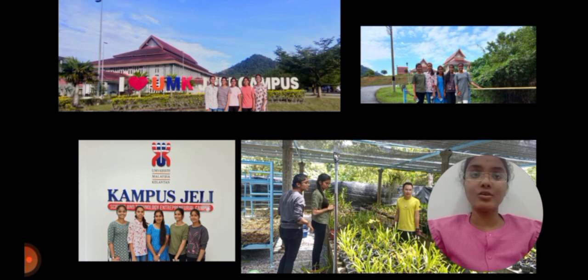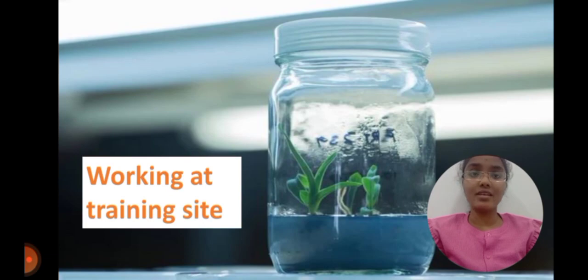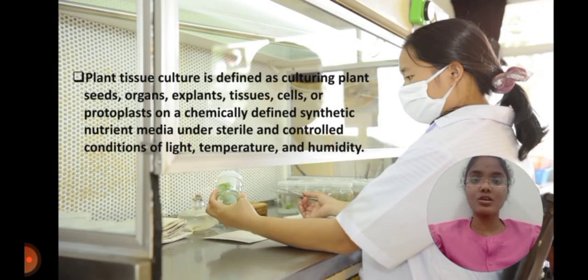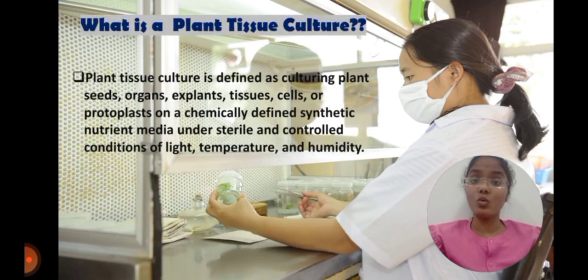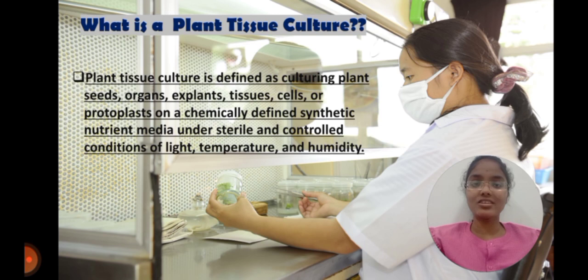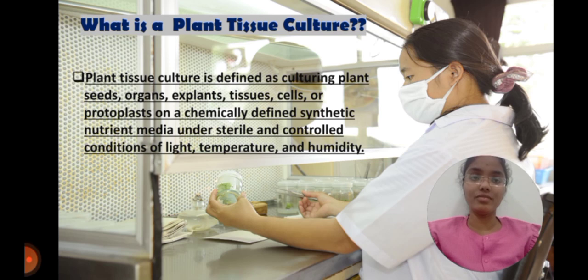This is the University of Malaysia campus, which is located in Jeli, and working at the training site. So basically we have worked on the concept of plant tissue culture. So what is plant tissue culture? Plant tissue culture is defined as culturing plant seeds, organs, explants, tissues, cells or protoplasts on a chemically defined synthetic nutrient media under sterile and controlled conditions of light, temperature and humidity, etc.